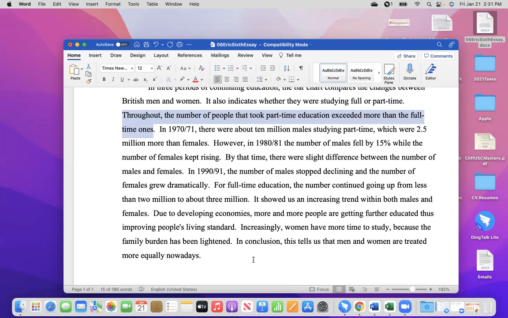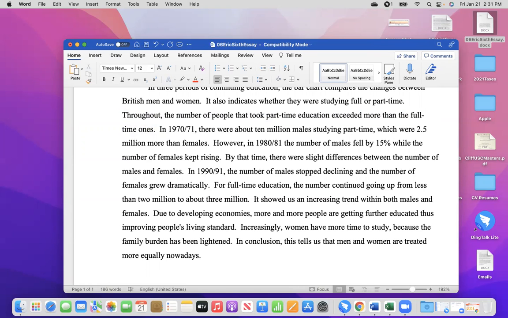However, in 1980, 81, the number of males fell by 15%, while the number of females kept rising. By that time, there were slight differences between the number of males and females. In 1980, the number of males stopped declining and the number of females grew dramatically.